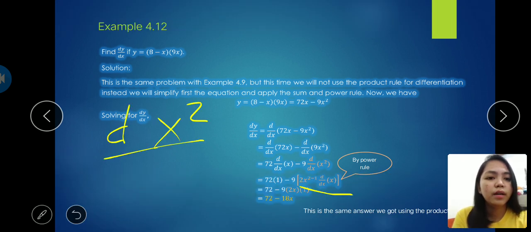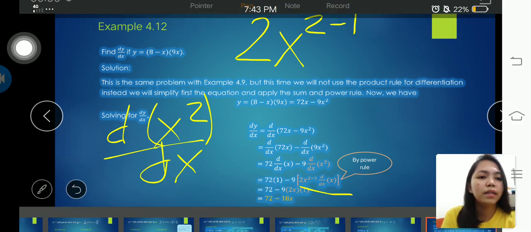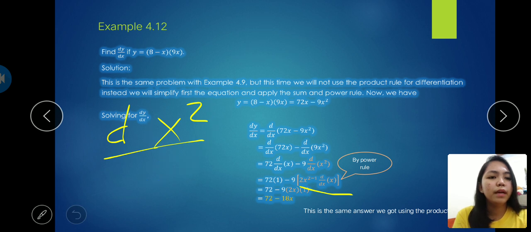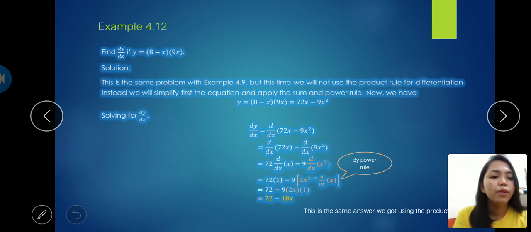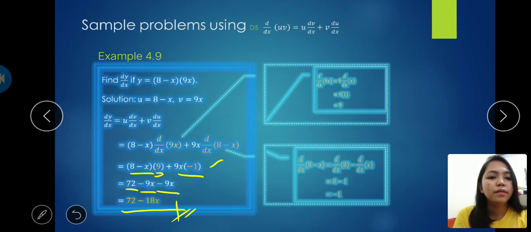Sige, pag dinerive mo siya, yung exponent niya magiging multiplier, then yung x, maminusan mo lang ng 1 yung exponent niya, then kunin mo ulit yung derivative ng pinaka-base natin, which is, ito yung base, yung x. So, therefore, 2x lang. So, we have here 2x. So, further simplification, we have 72 minus 18x. This is the same answer we got using the product rule. Pag binalikan natin yung sagot sa product rule, the same lang ito. 72 minus 18x.